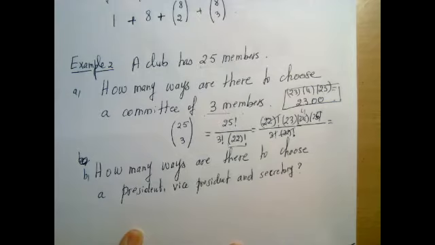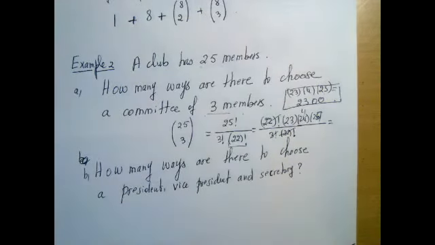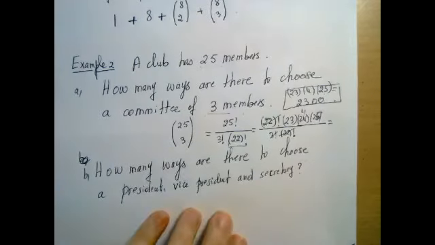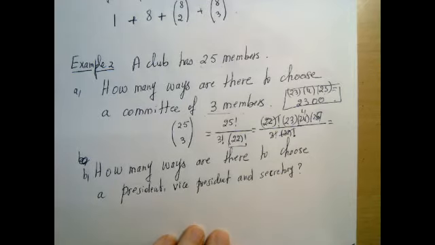Please speak up. What is it in B that is different than A? I'm listening. Order matters in B. Absolutely. In B, the order in which I pick the people is absolutely important.